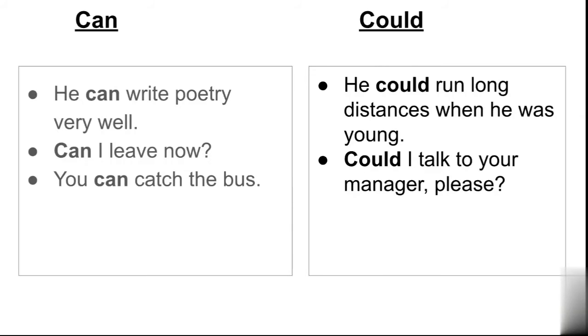Likewise, could is the past tense of can. And could is more polite than can. Could is used to express ability or power in the past. He could run long distances when he was young. So when that person was young, he was able to run long distances. Could is also used to express a polite request: Could I talk to your manager, please? In that sense also we can use the auxiliary could.